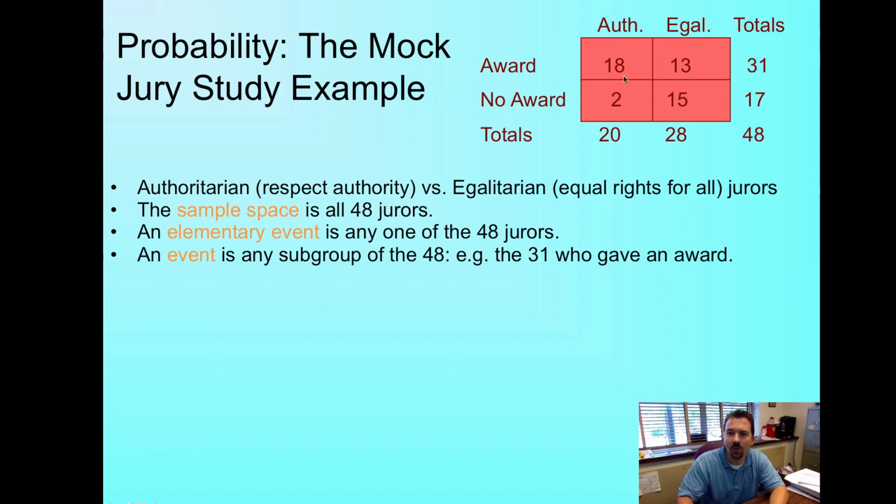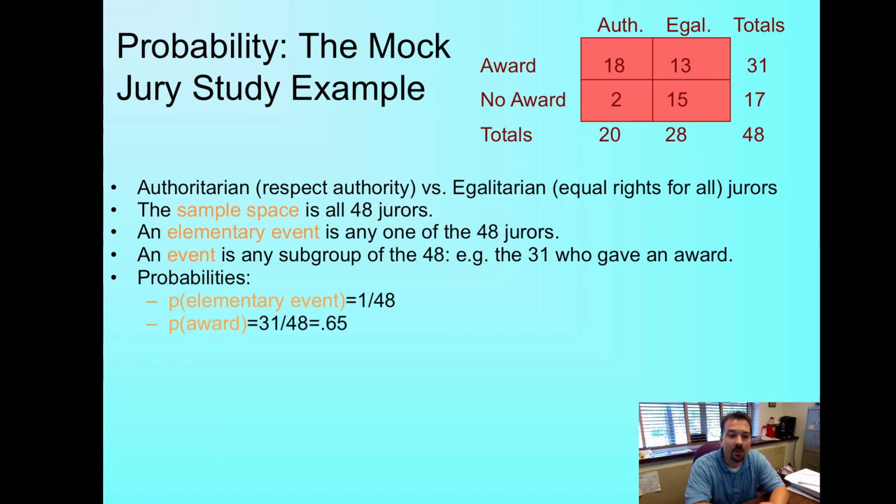Okay, any one of these quadrants is a conditional probability, as we'll see, and any one of these totals are marginal totals, or marginal probabilities as they're called, if you divide by 48. These are all events. Okay. So let's get into probabilities here. Probability of an elementary event, just 1 out of the 48, is, well, 1 divided by 48. Probability of a particular event, namely award in this case, is 31 out of 48.